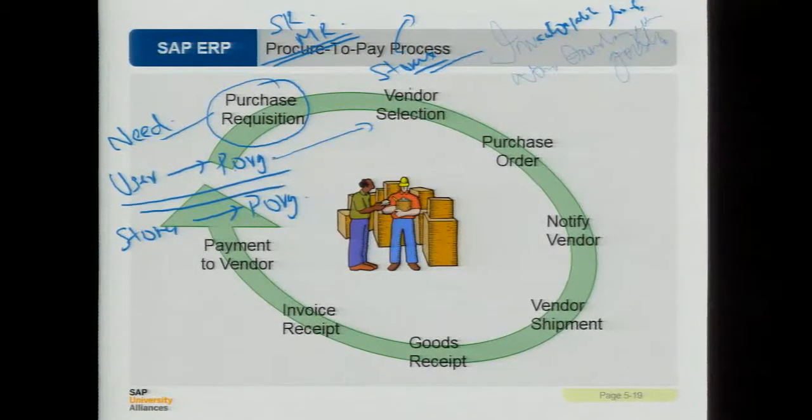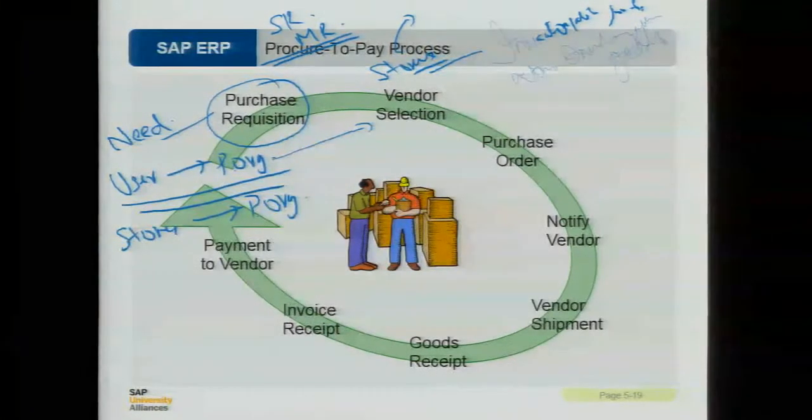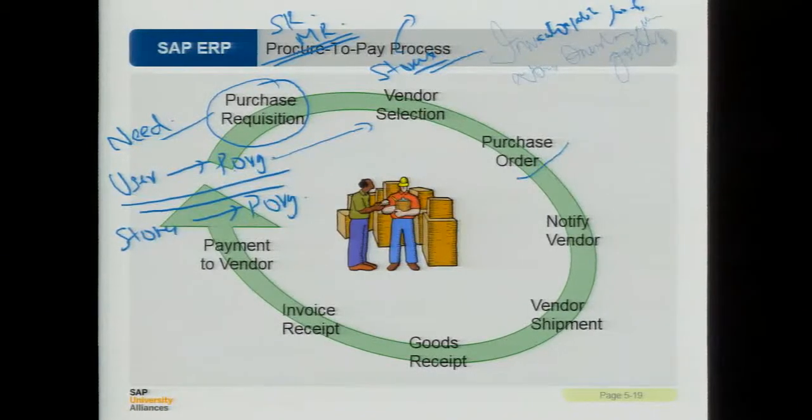The purchase department then has to select the vendor. Selecting a vendor can be a very complicated process, as we shall see in the next slides, or it can be a very simple process. Once the vendor is selected, they raise the purchase order, which is legally an offer to the vendor, so that when the vendor accepts the purchase order, it is a binding document between the two. Then we notify the purchase order to the vendor by some means, maybe by physical copy or by electronic data transfer.